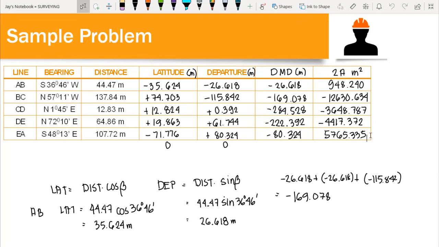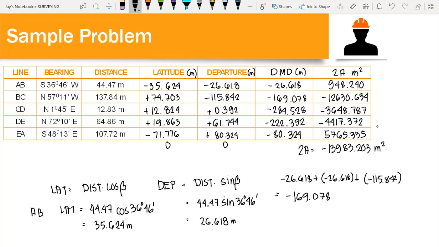So we add 948.240, negative 12630.634, then negative 3648.787, then negative 4417.372, and 5765.335. That would give us the value of our double area, which is negative 13983.203 meter squared. Now take note, this is double area.